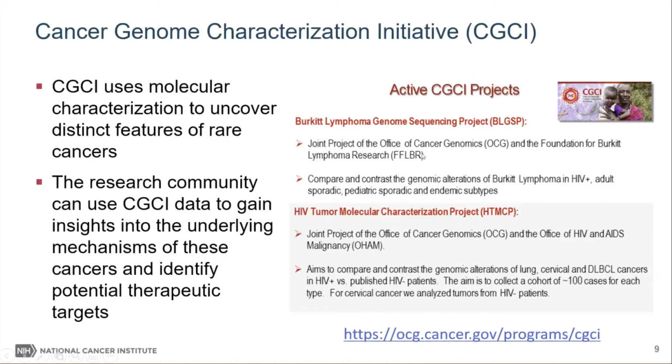The goal of this project was to explore the genetic changes that lead to prevention, detection, and treatment of this rare and aggressive cancer. Treatment success has been variable, and so their focus is on understanding those genetic changes. The second project is the HIV Tumor Molecular Characterization Project, or HTMCP. That's a joint initiative between the OCG and the Office of HIV and AIDS Malignancy, which is OHAM. They're looking at the genetic events that drive HIV-associated cancer, and why certain cancers have a higher incidence in HIV-positive patients.